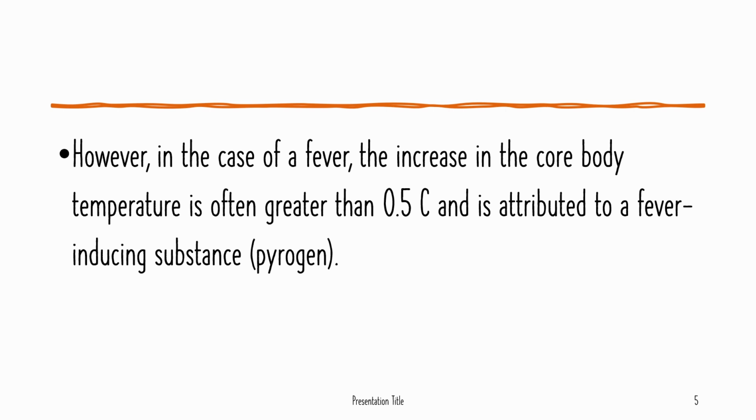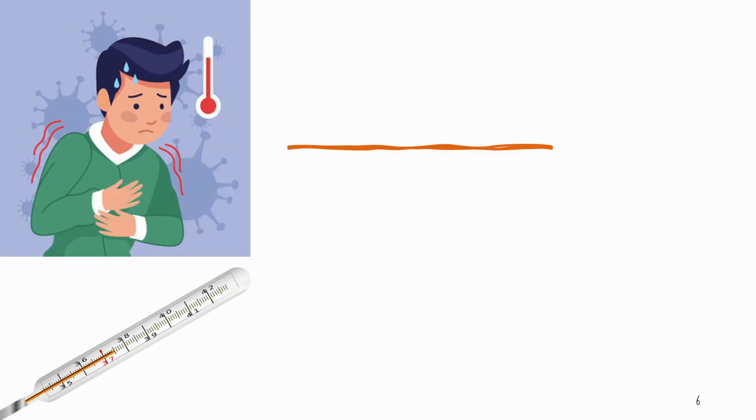However, in case of fever, the temperature rise is going to be beyond that normal variation, beyond 0.5 degrees Celsius, and this is attributed to substances called pyrogens. See, in the word itself, pyrogen, genesis of fever. Okay, so let us define fever.